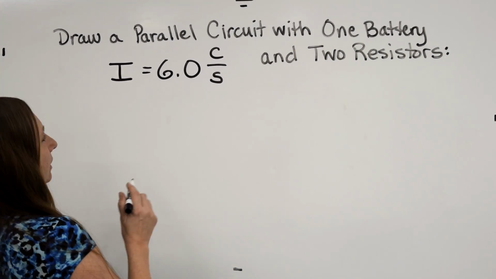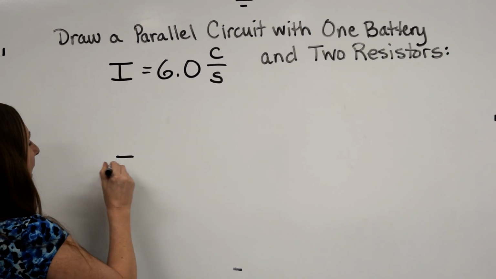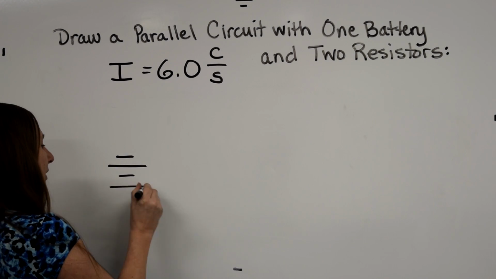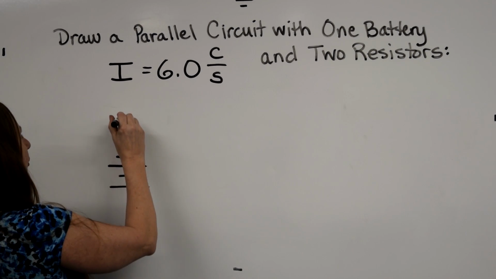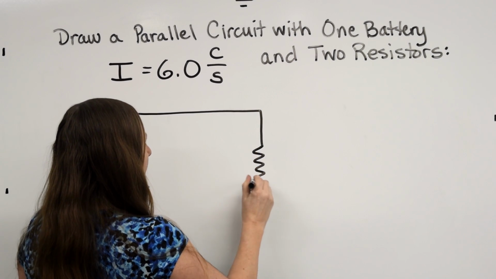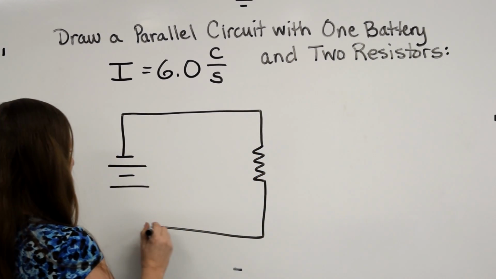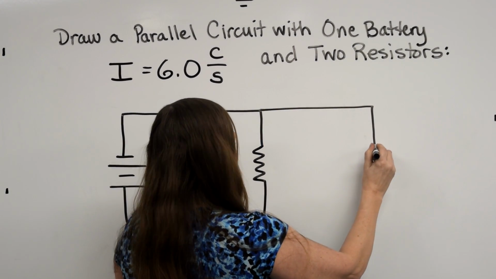All right, so let's start drawing. We're going to draw a battery. So here's a cell. If I put at least 2 cells, I have a battery. So here's the battery, and here's the wire coming out of the battery, and I'm going to draw 1 resistor here, and since this is a parallel circuit, I'm going to draw the other resistor over here.